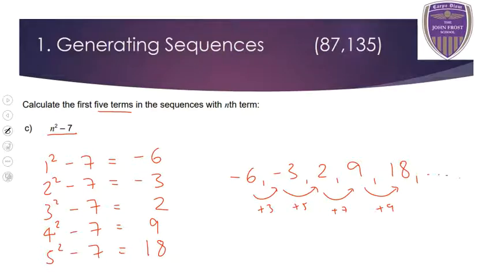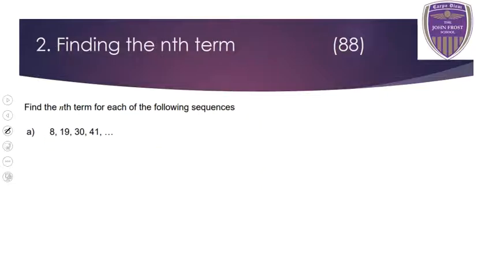Make sure when it's squared, you remember what squared means. It's always times by itself. Okay, now moving on to finding the nth term. So this is doing it the other way around now.